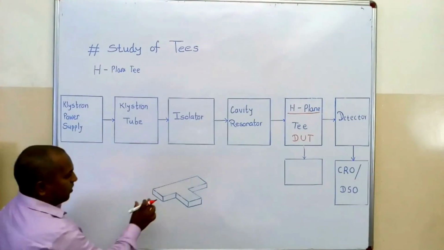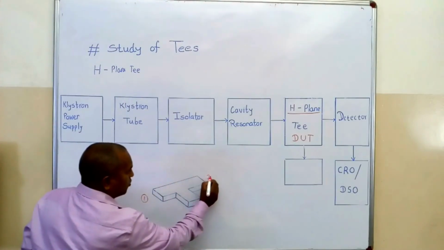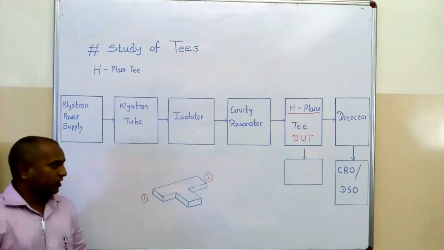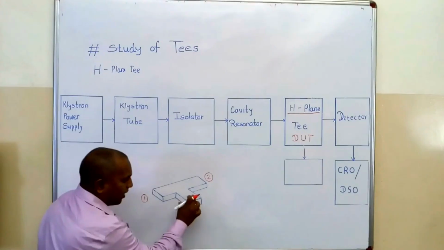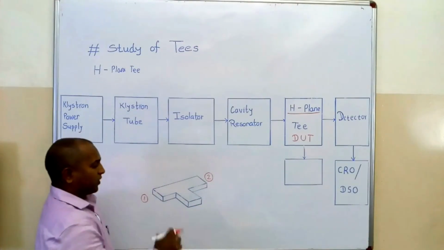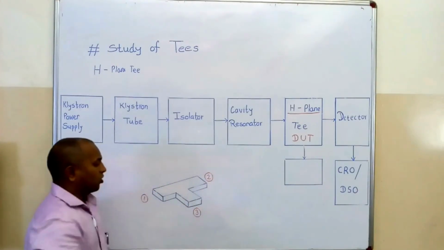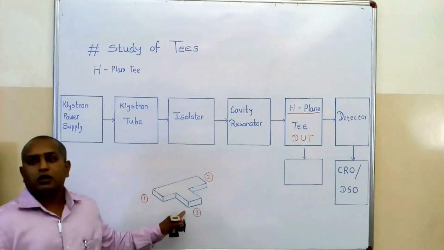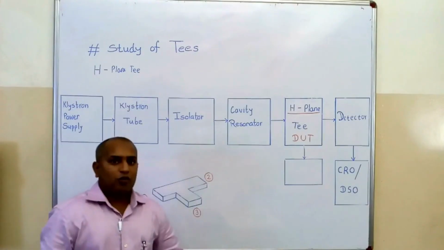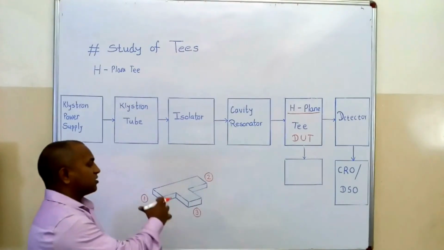In which this part, port number 1 and port number 2, is your primary waveguide, known as a collinear waveguide, and this part is nothing but a side arm, also known as an H arm. Here we will refer to this port as the third port. So let us see the operation of H-plane T and then we will see why it is known as an H-plane.